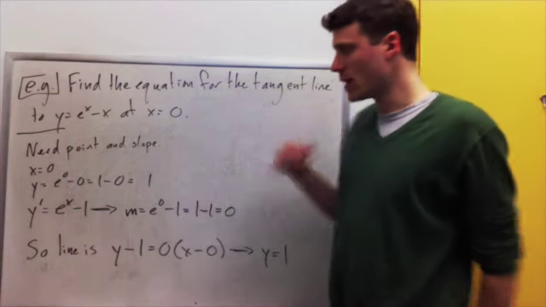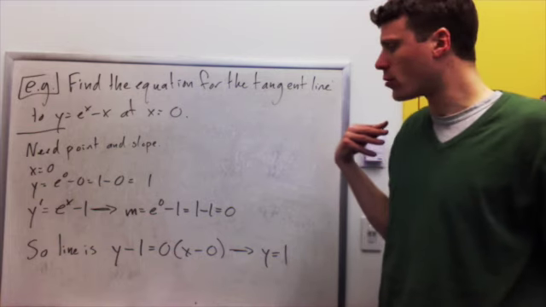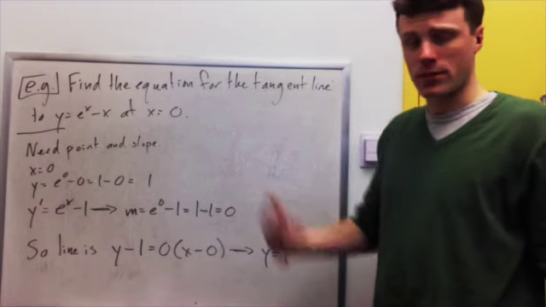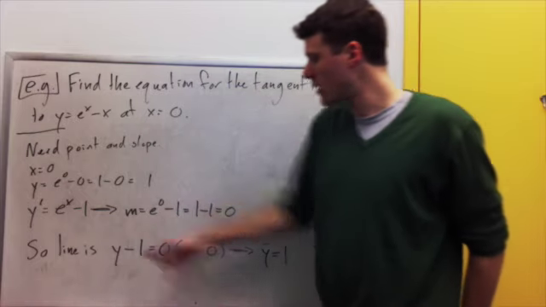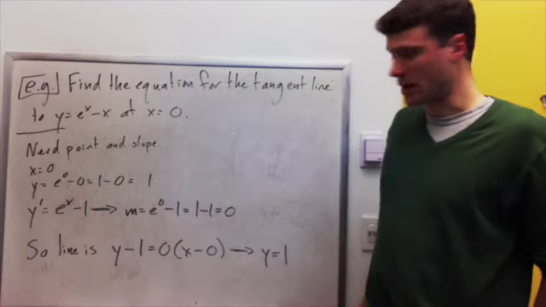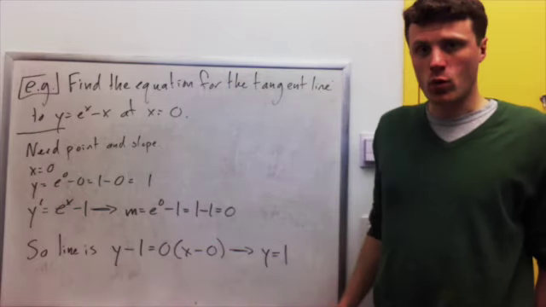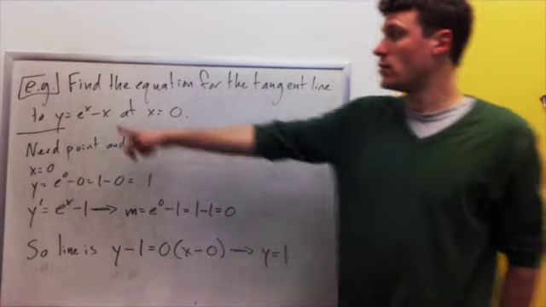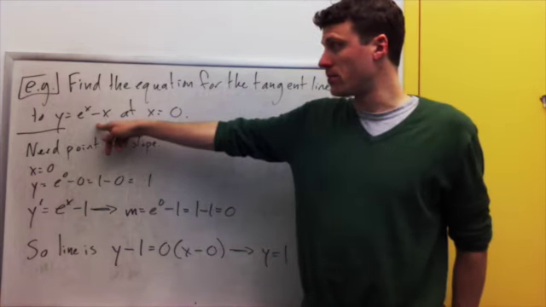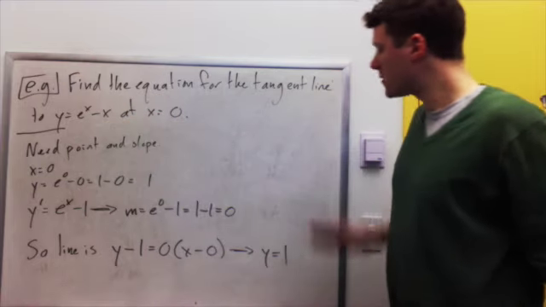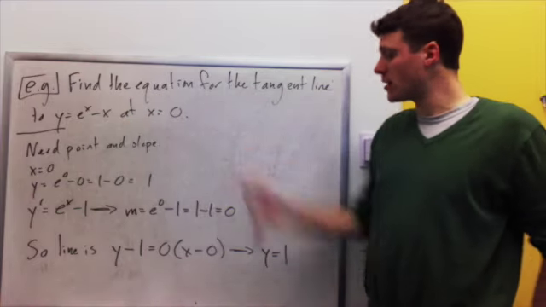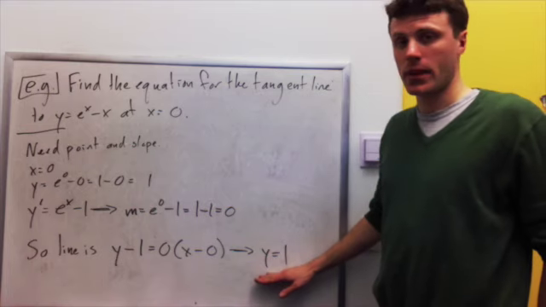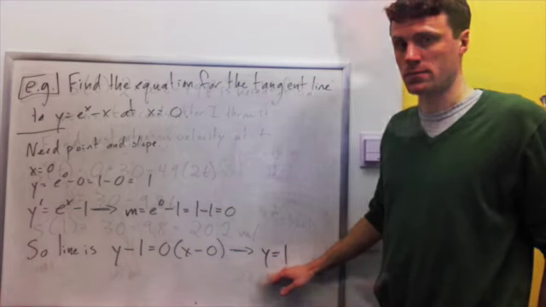So using, say, the point slope form, I could use other forms here, but whatever, I get y minus 1 is equal to 0 times x minus 0. That's just the line y is equal to 1. It would be informative for you to graph out the equation e to the x minus x and to verify that at x equal to 0, we indeed do have a horizontal tangent at y equal to 1.